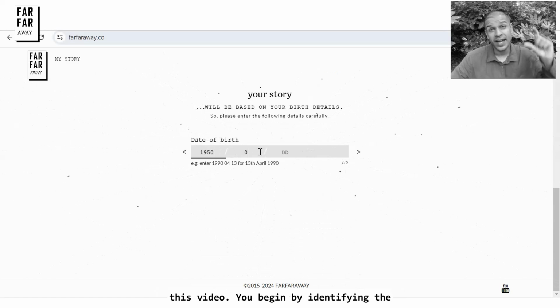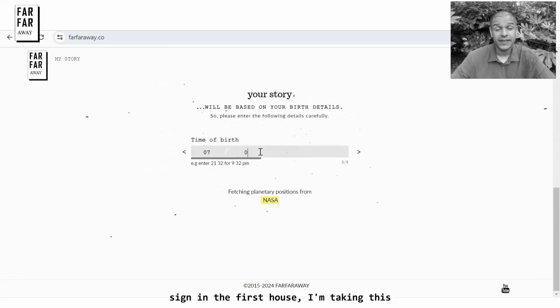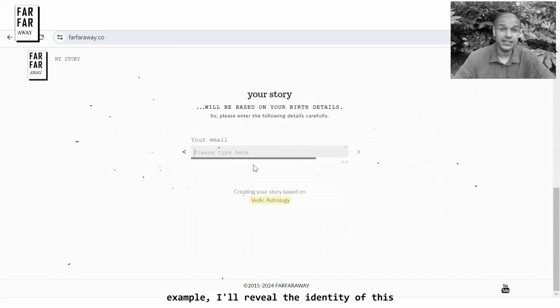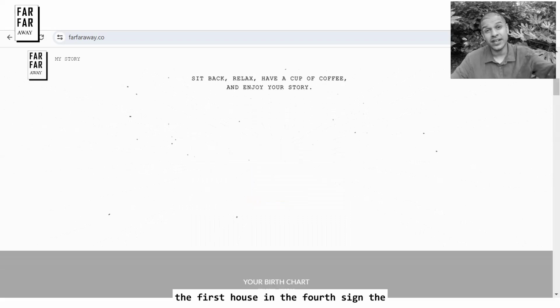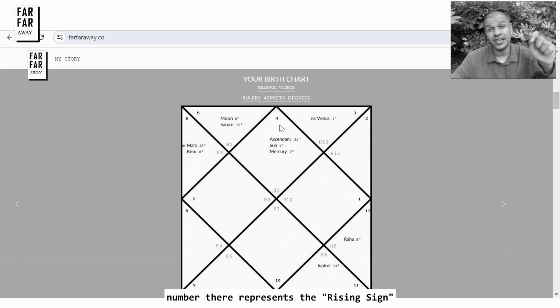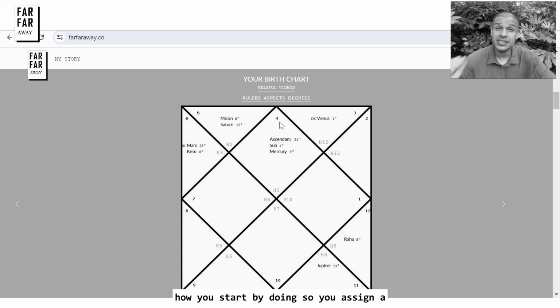You begin by identifying the sign in the first house. I'm taking this example. I'll reveal the identity of this person at the end. In his case, you find the first house in the fourth sign. The number there represents the rising sign. It's also known as the ascendant. That's how you start. By doing so, you assign a role to different planets.